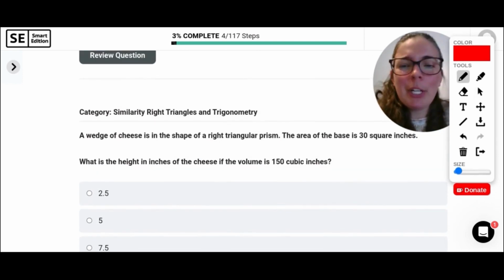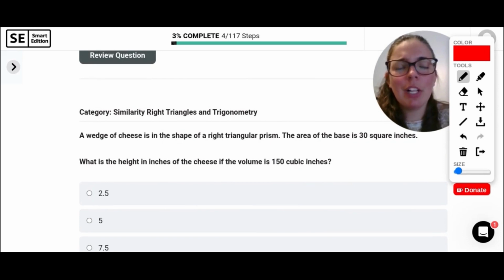All right. A wedge of cheese is in the shape of a right triangular prism. The area of the base is 30 square inches. What is the height in inches of the cheese if the volume is 150 cubic inches? So this would be a question that we want to refer to our formula sheet to find the volume formula, okay? So we're looking for volume here. We're going to have to find a missing dimension, but the formula we need to use is volume.